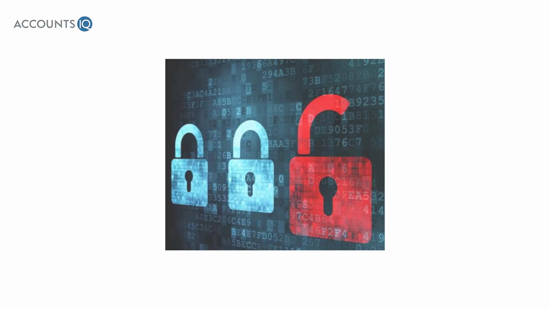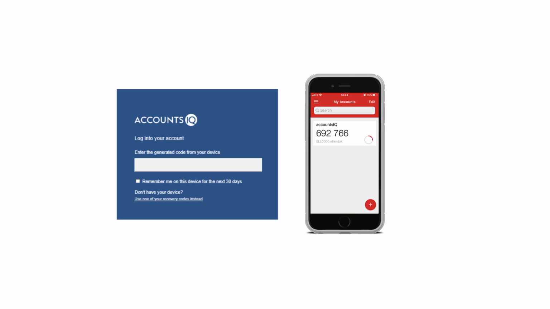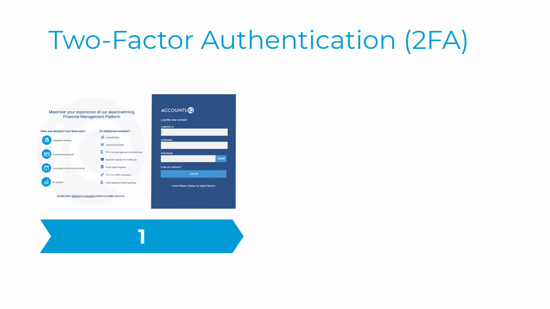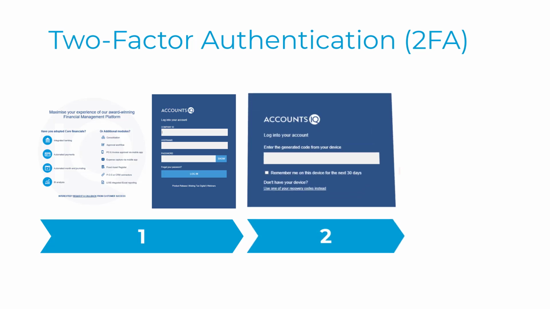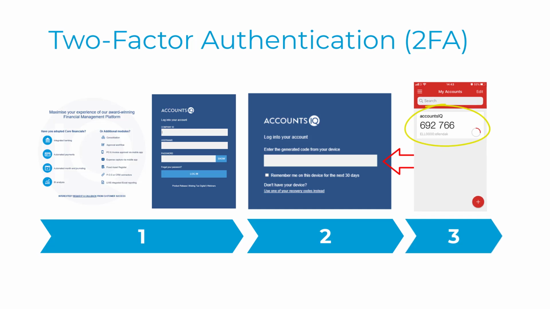The security of your financial data is of paramount importance to us. One of the easiest and most effective ways that you can protect your account is to use two-factor authentication, which is a standard optional feature in AccountsIQ. Using two-factor authentication means that after entering your login name and password to access the finance system, you will also need to enter a code generated from your linked mobile app to log on.